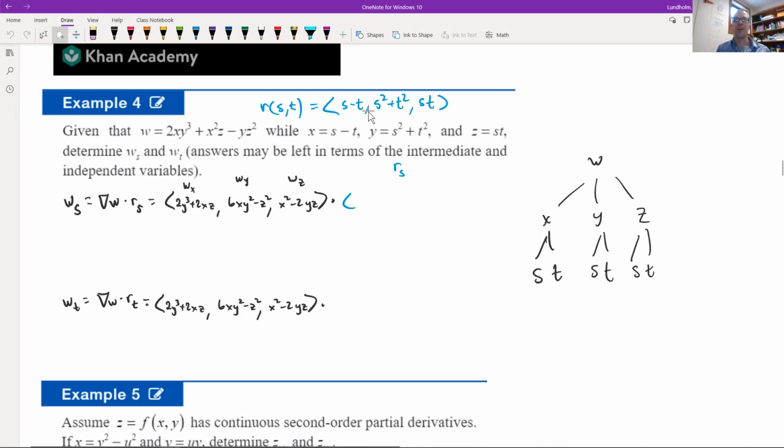Now we take the partial derivative of each one of these components and put them in a vector. So partial derivative with respect to S here would just be 1. Partial derivative with respect to S here would be 2S. And a partial derivative with respect to S here would just be T, because remember, T is acting like a constant.